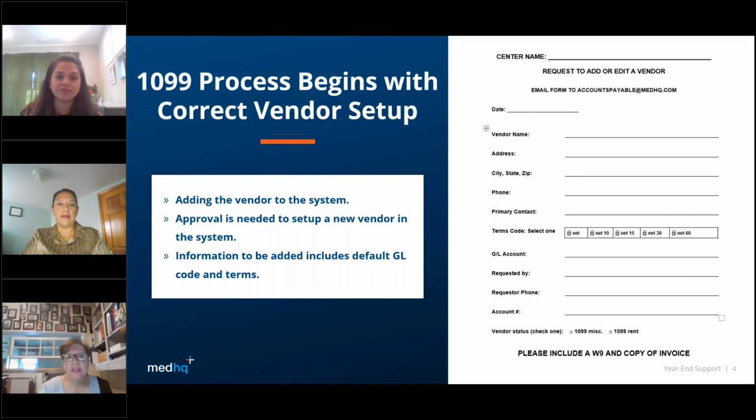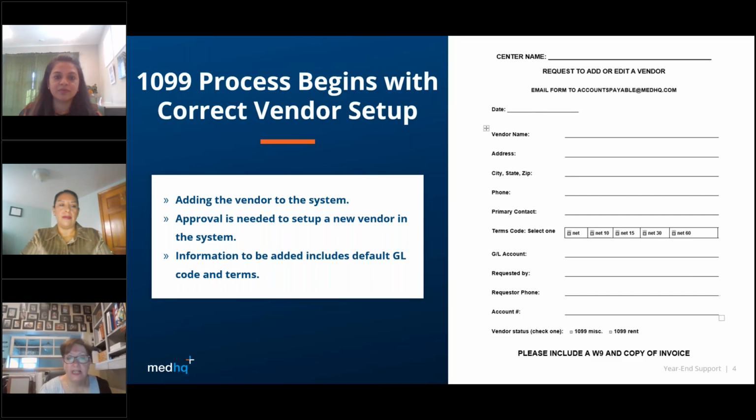When you have a new vendor that needs to be added into our system, we at MedHQ require a new vendor form and a W-9. A copy of the vendor's invoice would be helpful as well. This ensures the vendor will be set up correctly from the beginning. It is recommended best practice to provide all three to AP.